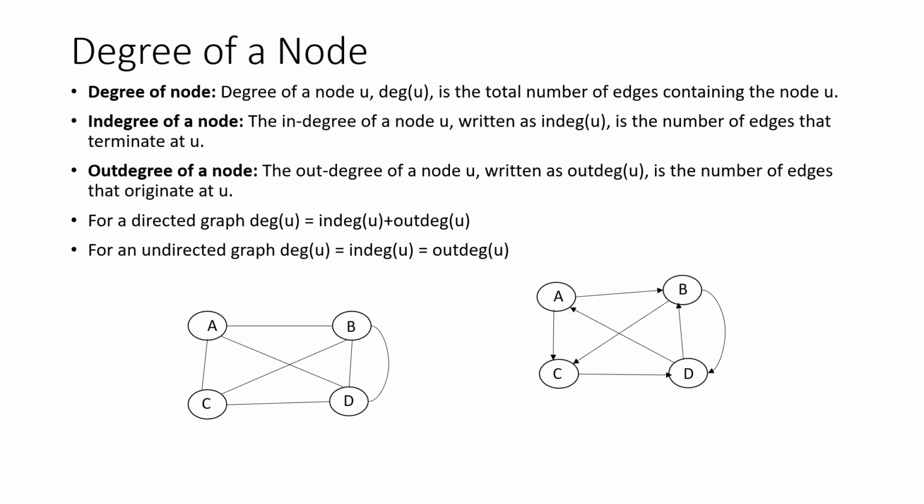But for an undirected graph, there is no concept of direction associated with an edge. Therefore, for an undirected graph, degree of a node is equal to the indegree, which is also equal to the outdegree. The indegree, outdegree, and degree are all the same for an undirected graph. As we can see in the example, in the graph shown at the left, the degree of node B is 1, 2, 3, 4 because there are 4 edges containing the node B.